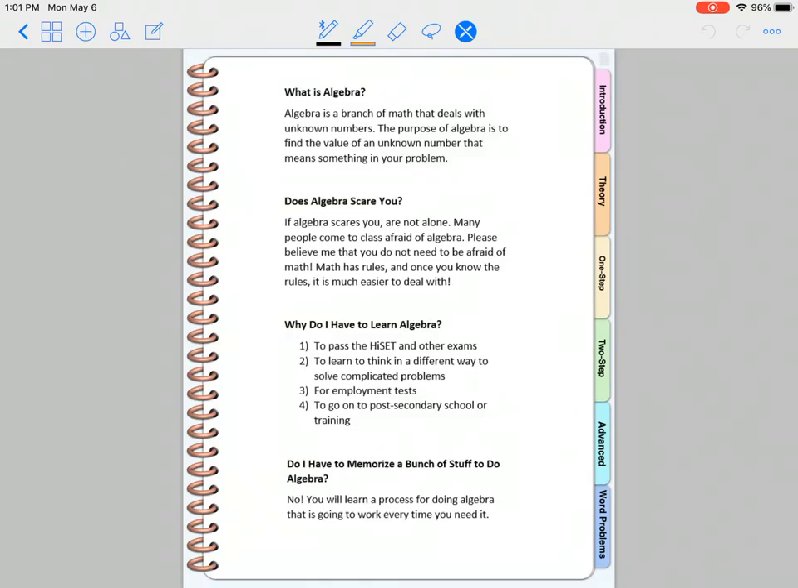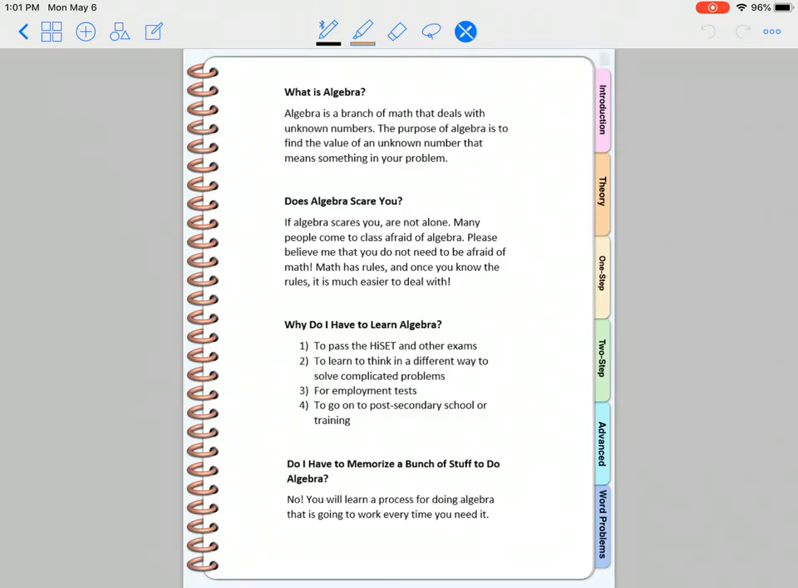Some employment tests require you to do some basic algebra, and if you plan to go on to post-secondary school or vocational training, you may have to pass a proficiency test in algebra for that. But for whatever reason you're having to do this, this course should help you to master the basics that you'll need.